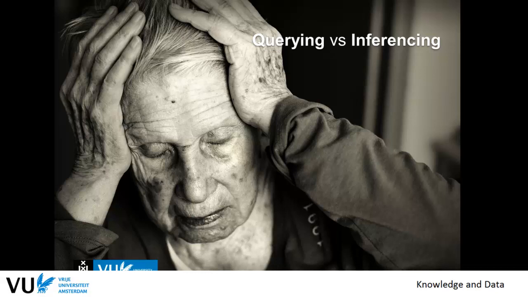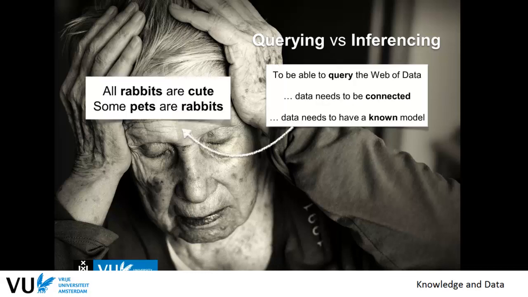There is an important difference between two different actions that we can perform on data. The first one is just querying. So basically, to query the web of data, the data needs to be connected and needs to have a known model. But then the question is just that we get out the information that has been modeled there.